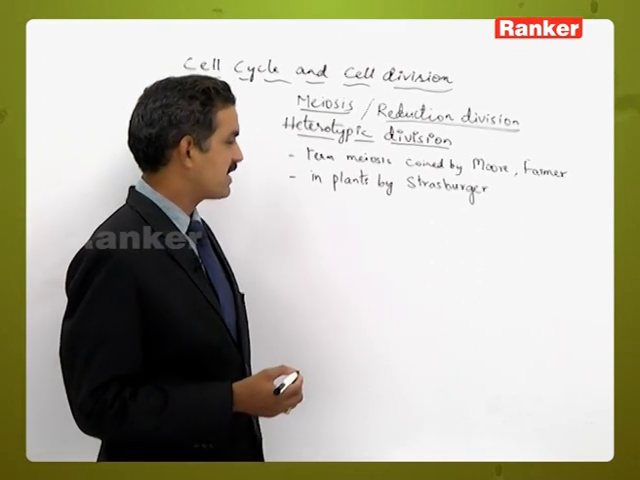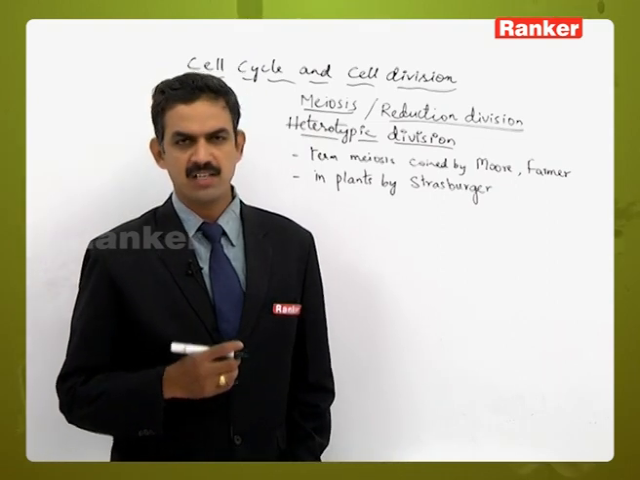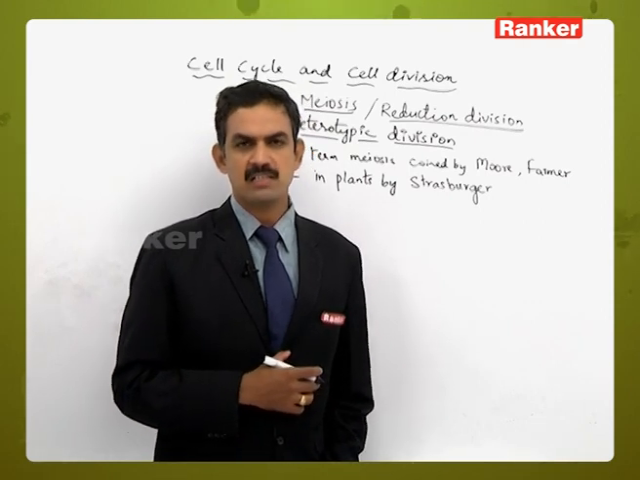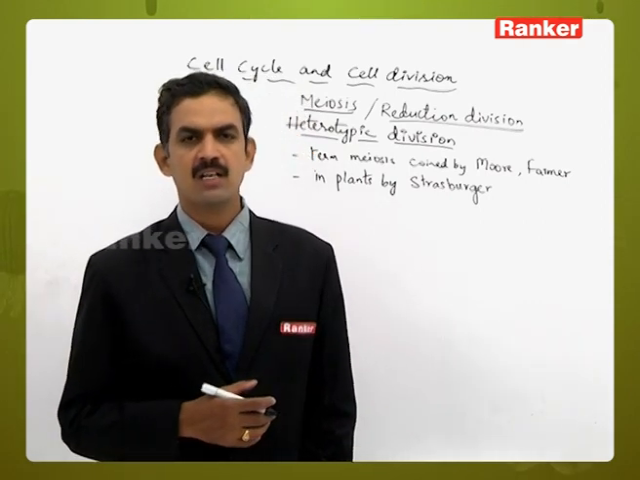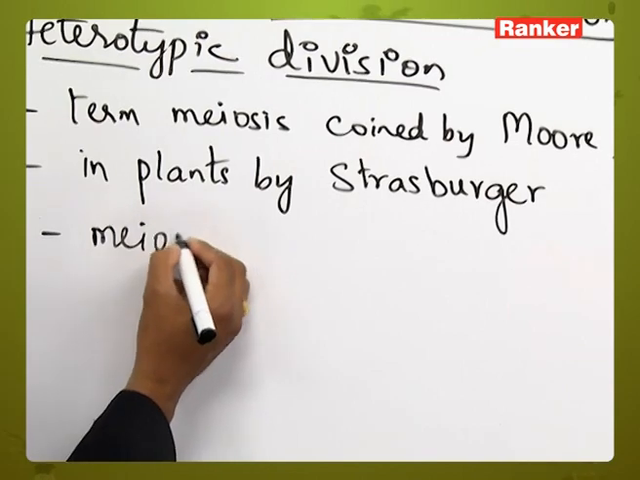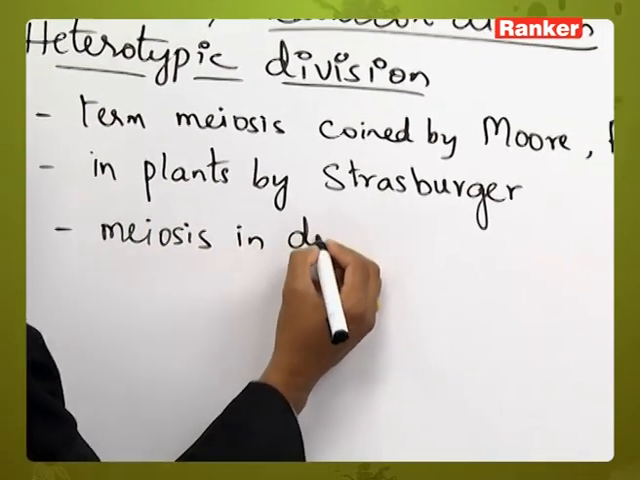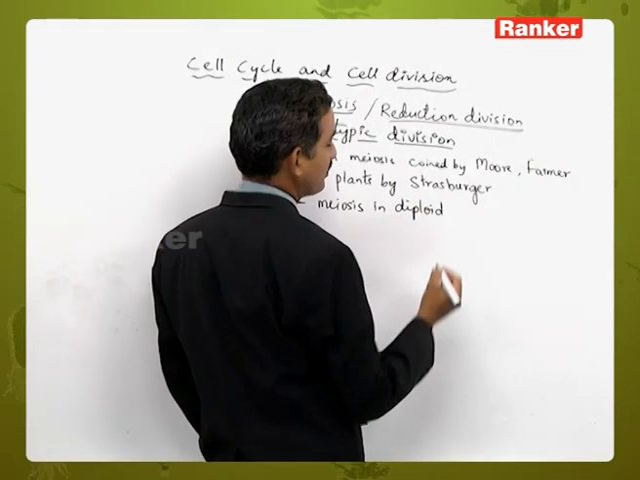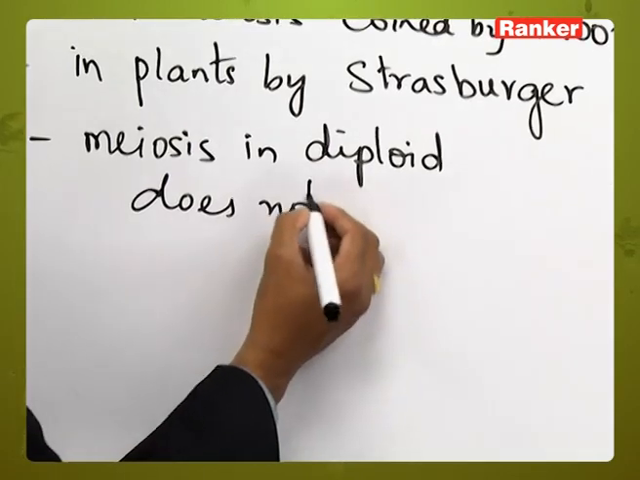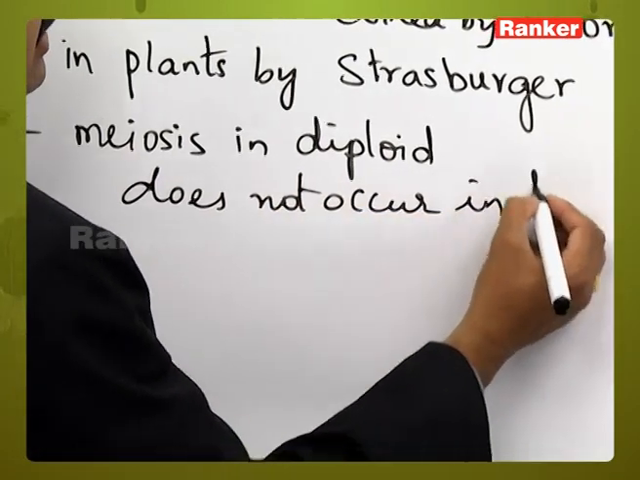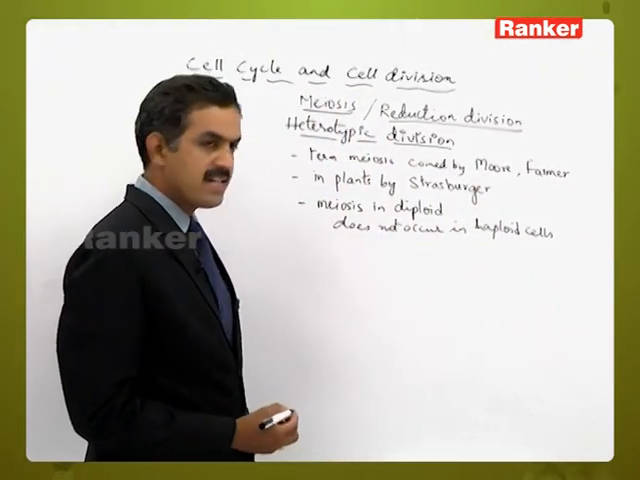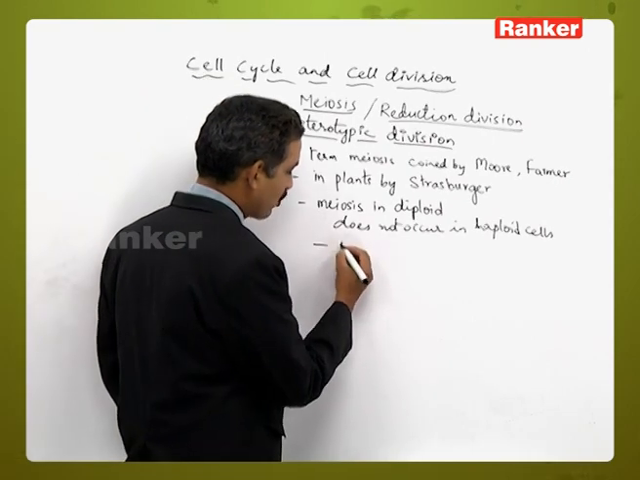So which stage is considered the best to identify meiotic divisions in a plant cell? The division of meiosis in the spore mother cells is the best site for studying meiosis in plant cells. Meiosis occurs only in diploid cells, or cells having an even number of chromosomes. It does not occur in haploid cells in plants, and any cell which is undergoing meiosis is called a meiocyte.